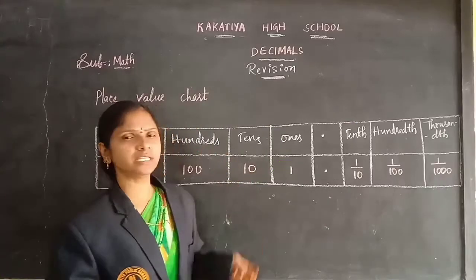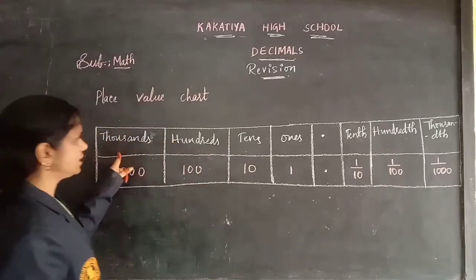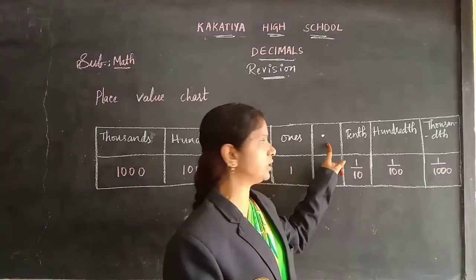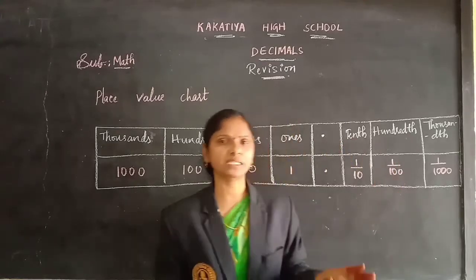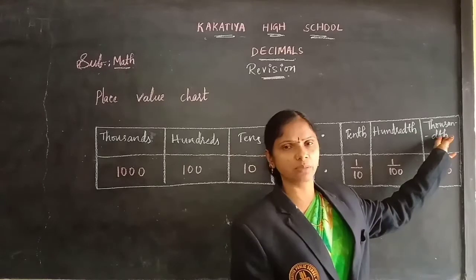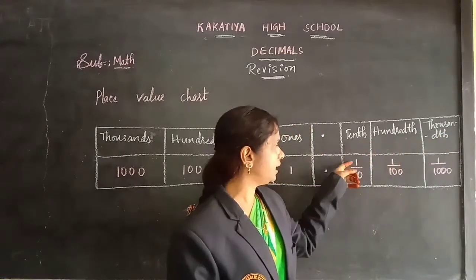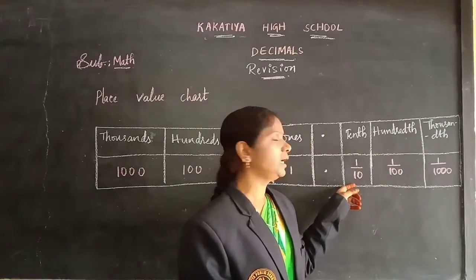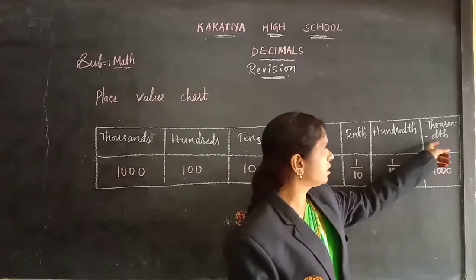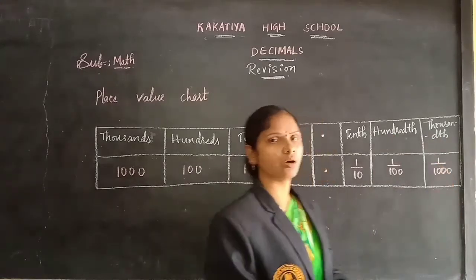Yes, children, have a look at this place value chart here. See, thousands, hundreds, tens, ones, and it is a decimal point, children. After the decimal point, the places will be the 10th place, 100th place, and 1000th place. The 10th place has a value of 1 by 10, the 100th place is 1 by 100, and the 1000th place is 1 by 1000.